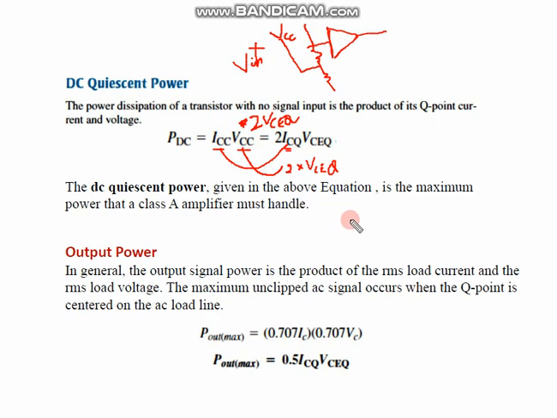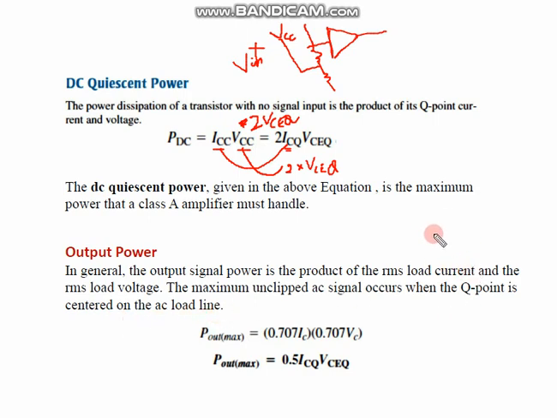Sometimes we need this quantity. And then the output power, how it is defined: the output power is the output signal power, the product of RMS load current and RMS voltage. And the maximum unclipped signal occurs when the Q point is centered on the AC load line.